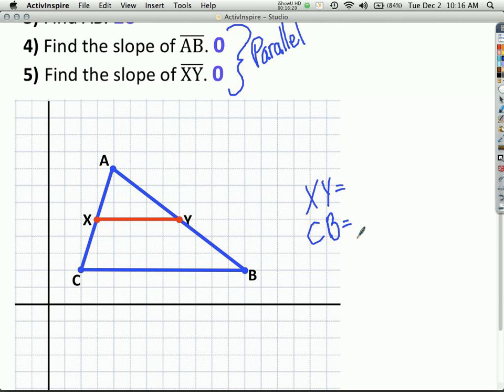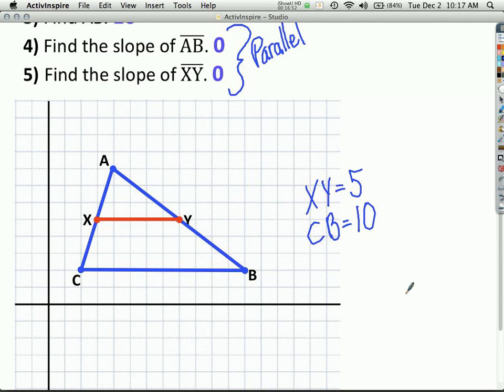What's XY? This is one of those moments where everybody's hand should frantically be waving because everybody knows the answer. Alexandra? It's 5. You sure? Yeah, it's 5. But what about CB? Caleb? 10. Can anyone put into words the relationship between XY and CB? What's the relationship between the two? John? You said that beautifully. XY is half of CB.